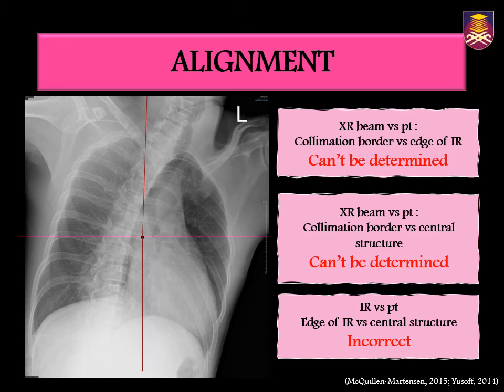In this image, the alignment between the X-ray beam and image receptor, as well as the alignment between the X-ray beam and the patient, cannot be determined because there is no presence of four borders of collimation. Apart from that, the alignment between the image receptor and patient was incorrect because the distance between the edge of the image receptor to the central structure is not equal superior-inferiorly and laterally.